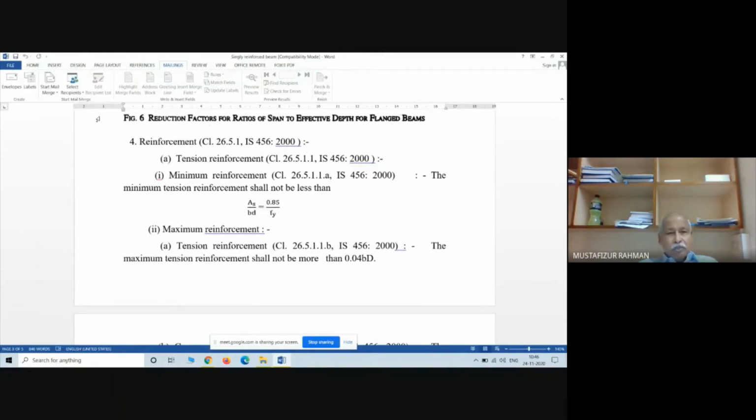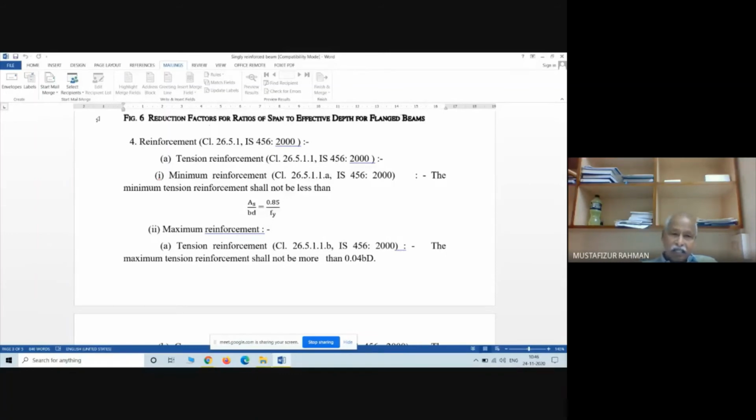You give some information, it will give the result. No problem is coming. The result will be correct if your given information is correct. Here also we will get some result. Now, whether this result is acceptable or not, for that, IS 456 gives some restrictions.